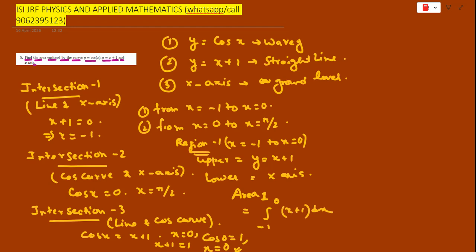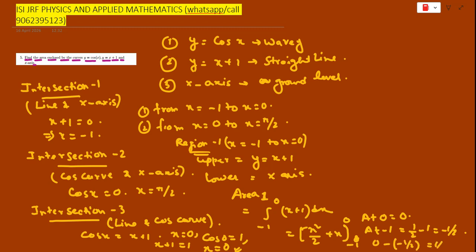So let's compute this. We get x square by 2 plus x, from minus 1 to 0. At 0, this is 0, and at minus 1, this is 1 by 2 minus 1, that is minus 1 by 2. So area 1 is 0 minus minus 1 by 2, so that is 1 by 2.